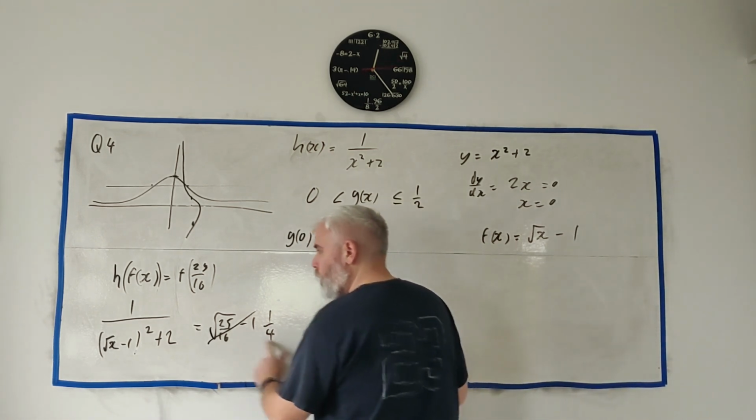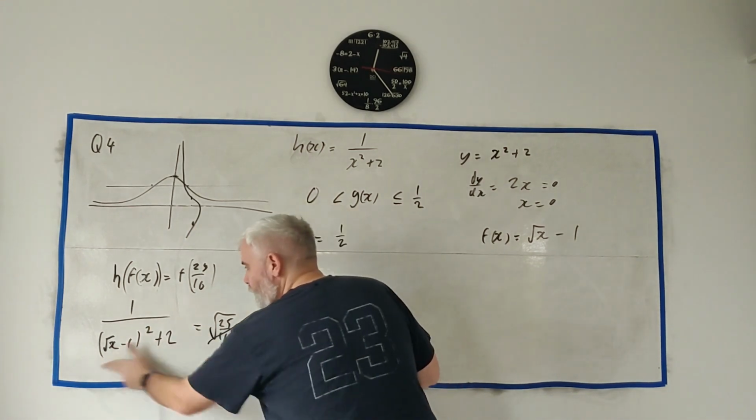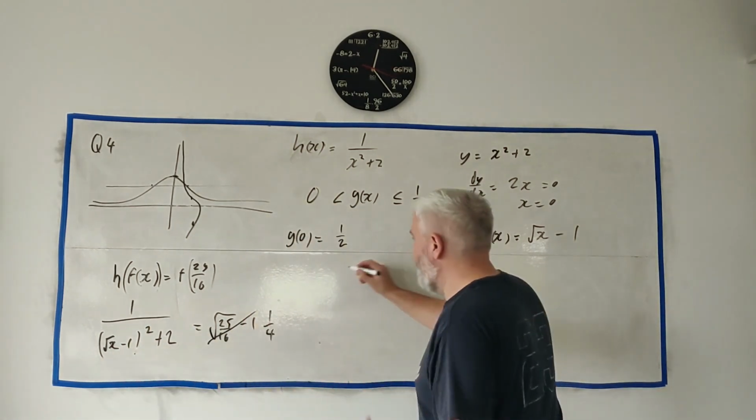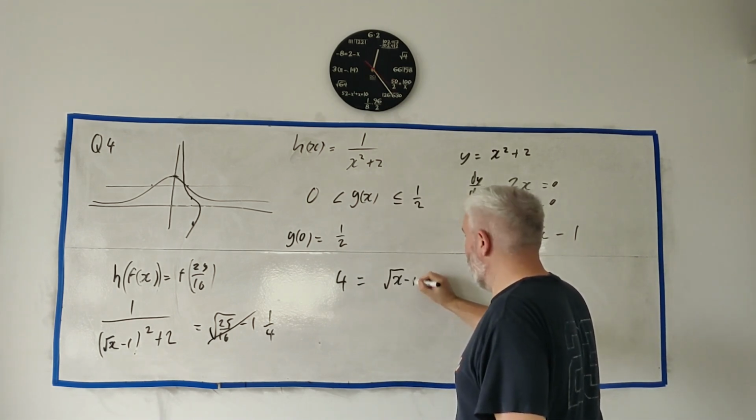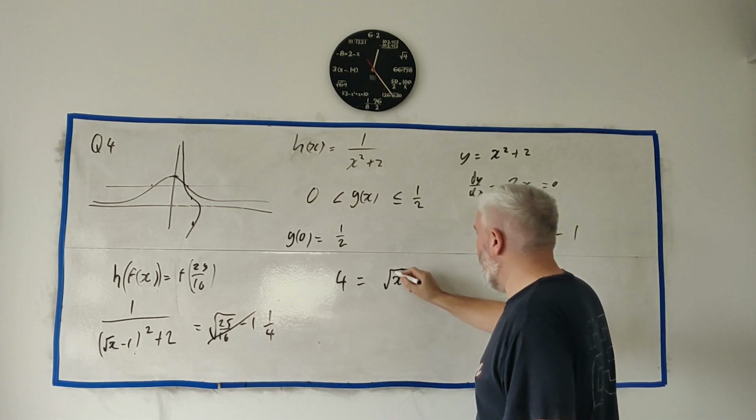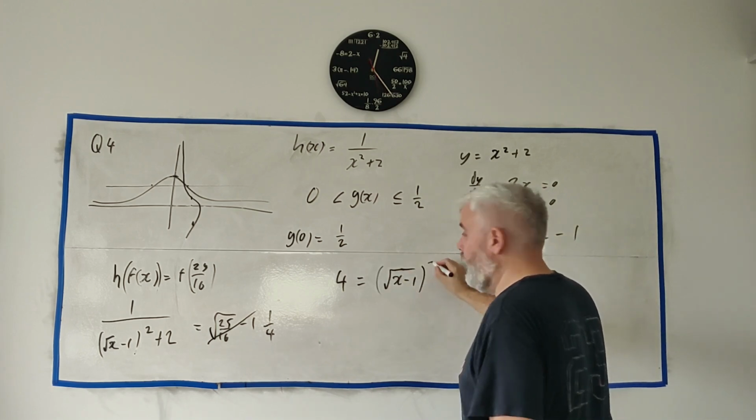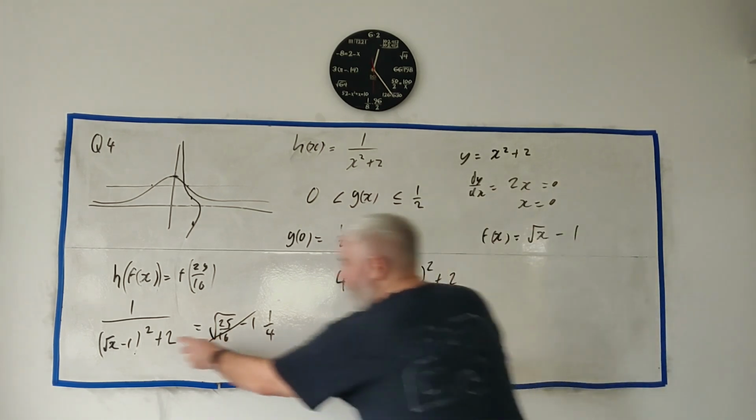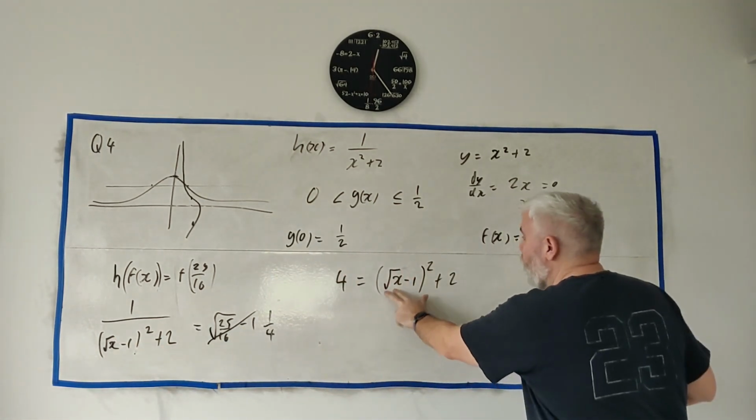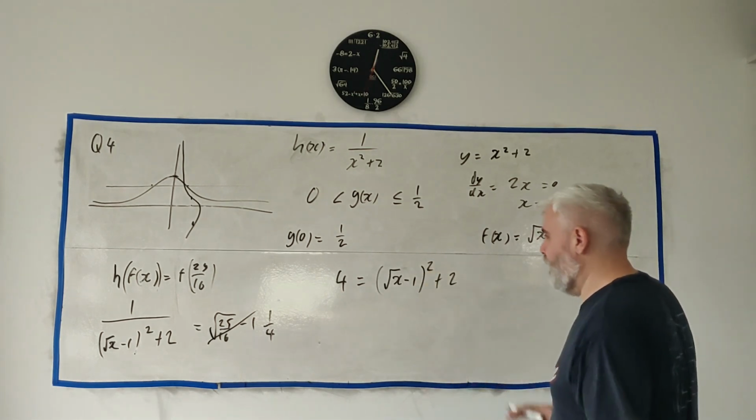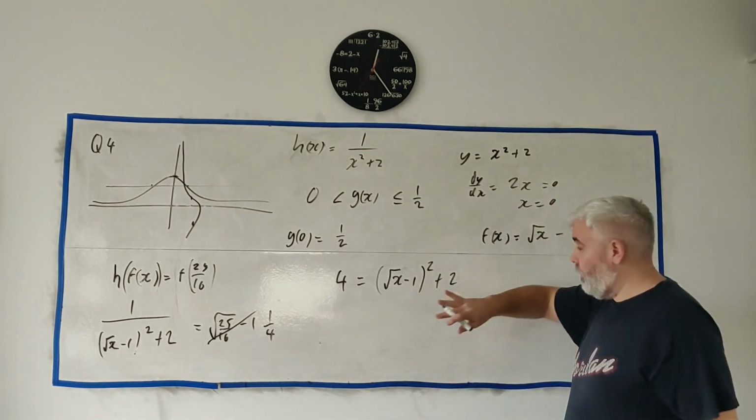Multiply both sides by 4. That'll come up here. Multiply both sides by this expression. That'll come up. So that'll leave me with 4 is equal to the square root of x minus 1 squared plus. Actually, that's wrong, isn't it? That should be x minus 1. There we go. The square root of x minus 1, squared. Be careful on these things. So now we just have to solve this.